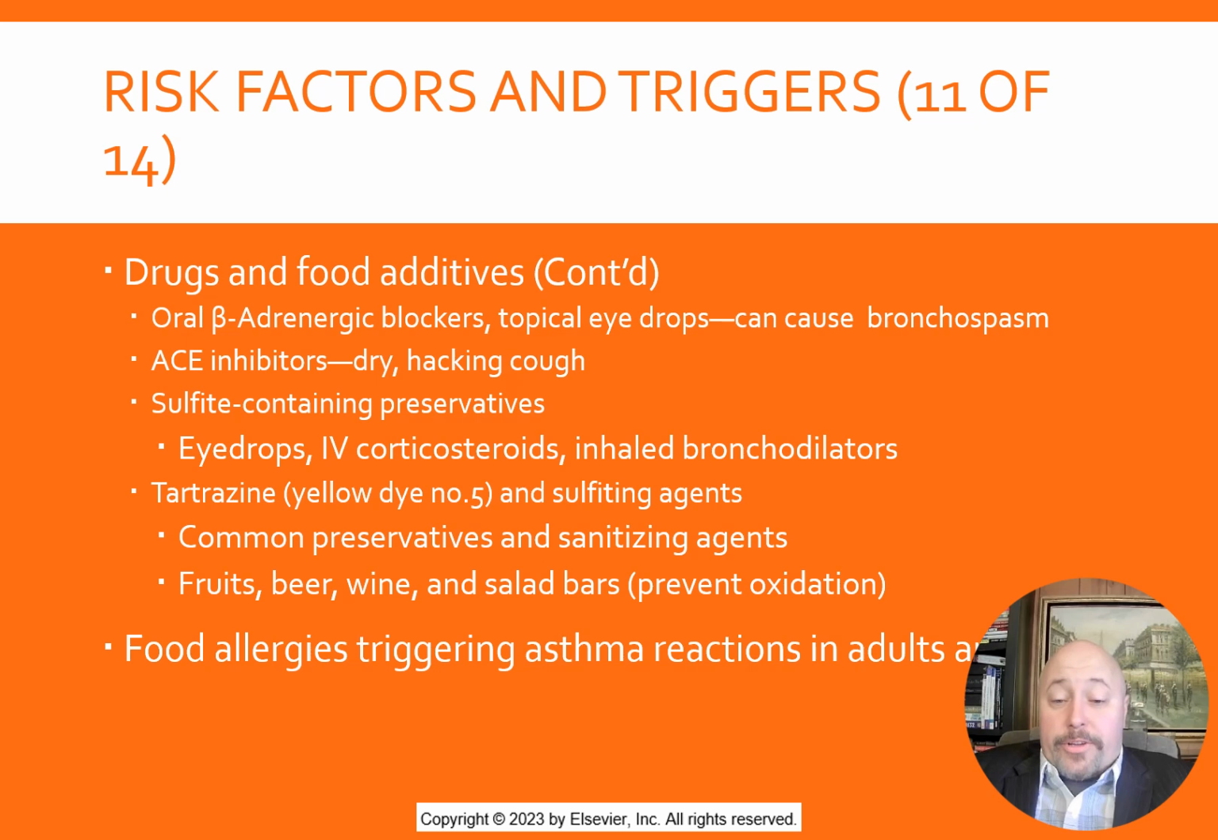One major drug you'll see come up a lot with asthma is the use of beta blockers. Beta blockers are contraindicated in patients with asthma because these are drugs that can cause bronchoconstriction, which is the last thing we want with a patient with asthma. Other cardiac meds such as ACE inhibitors can cause that dry hacking cough. Tartrazine, the yellow dye number 5, and sulfite agents, that's a common additive to food. And food allergies triggering asthma reactions in adults should be carefully monitored.